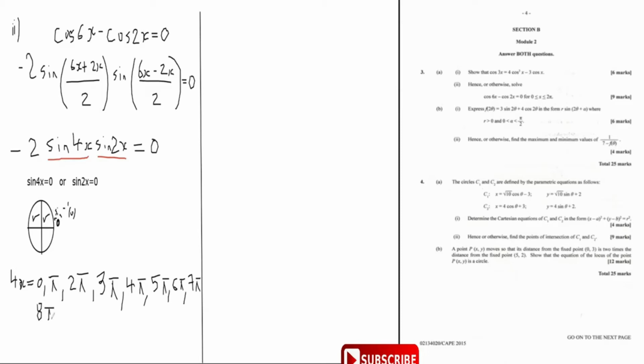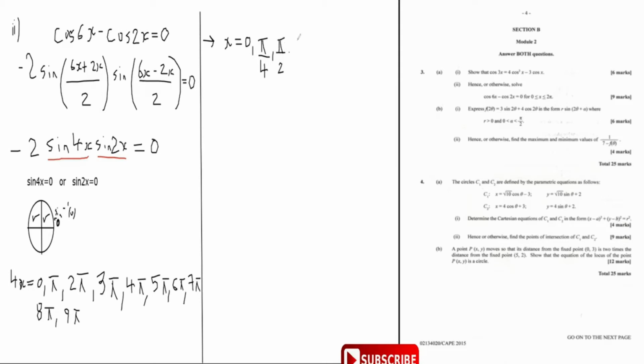And 7 pi plus pi is 9 pi. So these are all the possible values for 4x. Now we're going to divide through by 4. So dividing through by 4, that implies that x is equal to 0 over 4, comma, pi over 4. 2 pi over 4 is going to be pi by 2. So we can write that pi by 2.